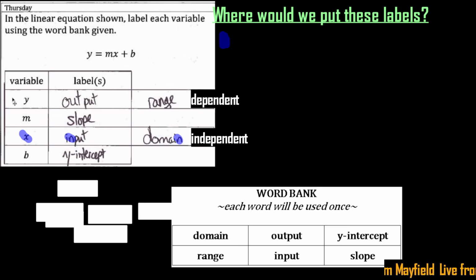So again, our y values are the output, the range, and the dependent variables, where the x values are the input, the domain, and the independent variables.